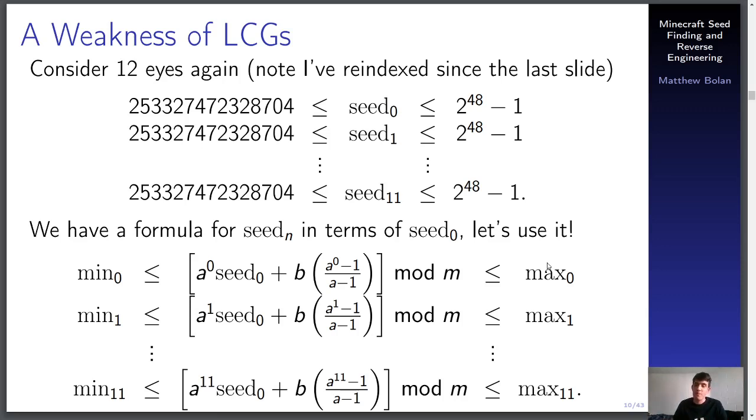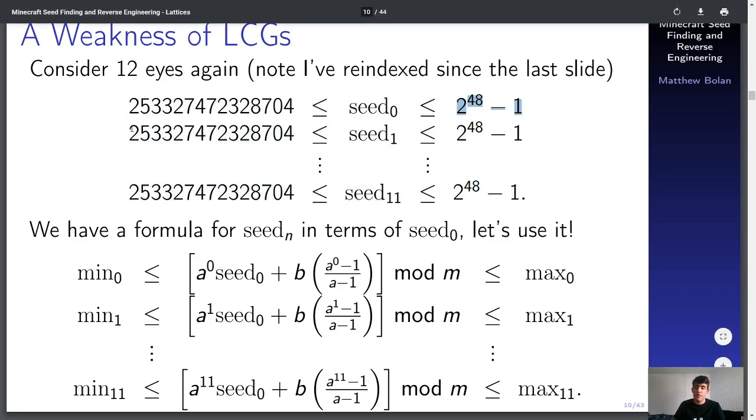Back to 12 eyes, right? So we've re-indexed, first of all. We're looking at seed 0. Again, this is really seed 761, but it is far more convenient if we view it as seed 0 and then just reverse 760 or whatever when the time comes. Again, we want these 12 constraints to be satisfied to get a 12 eye. So we need 12 consecutive seeds, all of which satisfy these bounds.